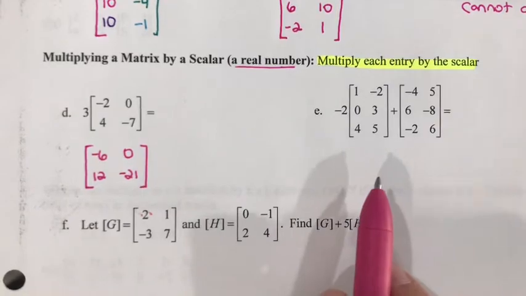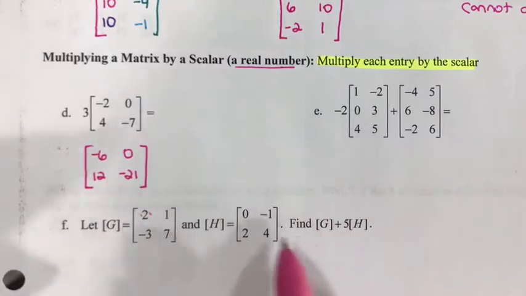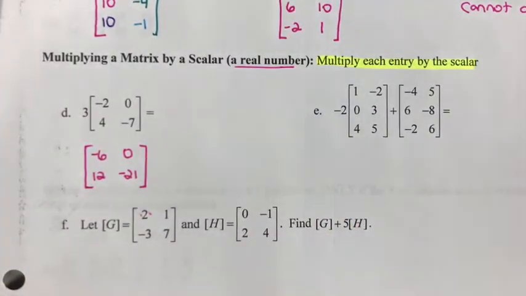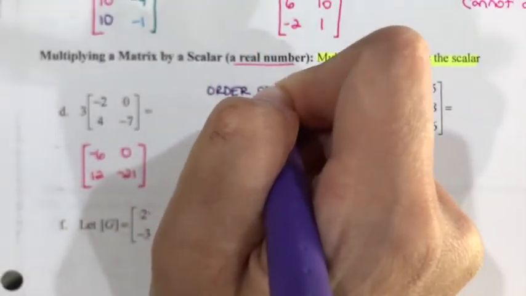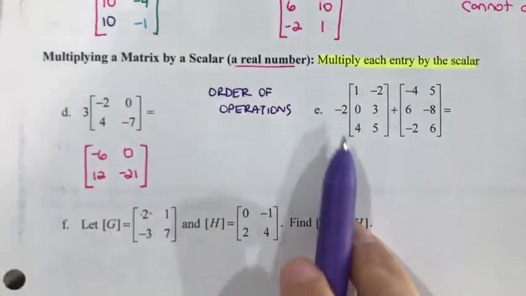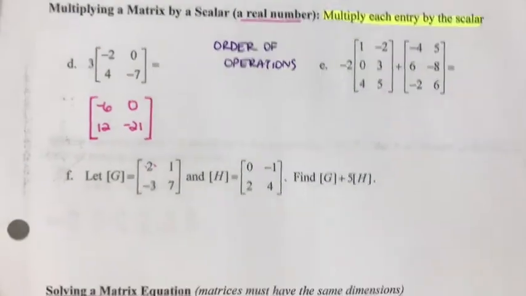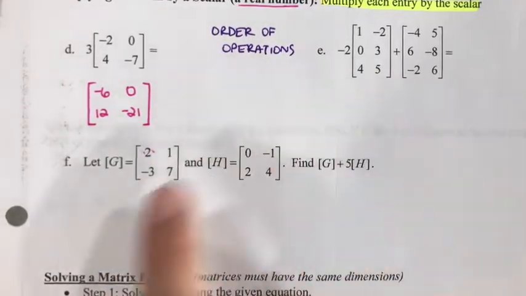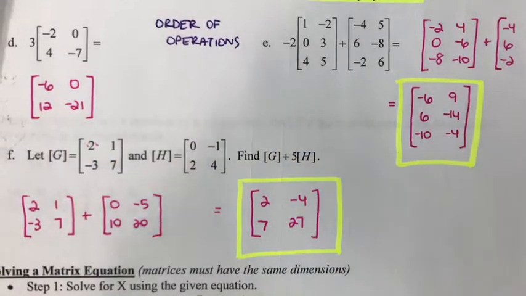Okay, now you could have a combination of multiplication and addition, subtraction, all sorts of things. Order of operations will still hold true when you're simplifying. So that means you have to do this multiplication first, and then you can do the addition, okay? I want you guys to go ahead and pause the video for a minute and try letters E and F, and when you unpause, the solutions will be up.